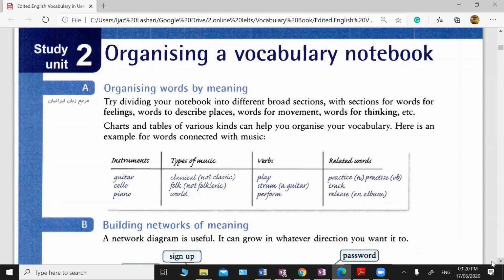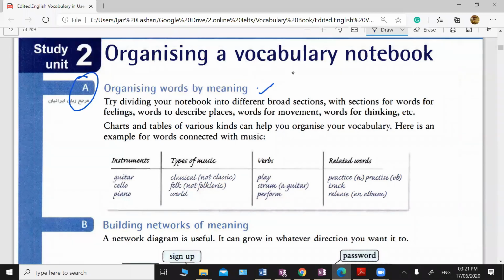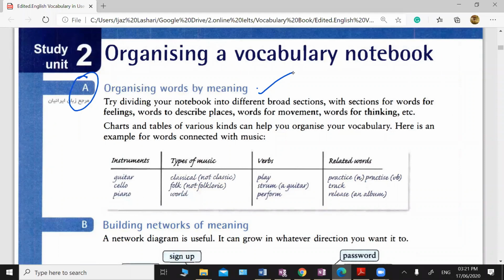If you see here, when you look at the words, it says, "Organizing words by meaning. Try dividing your notebook into different broad sections." I mean, you take a notebook and have it in different sections, with sections for words for feelings. For example, you can put somewhere the words which are related to feelings.